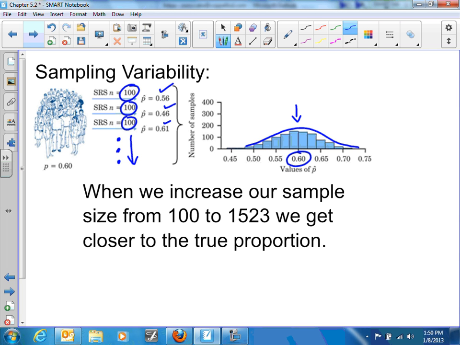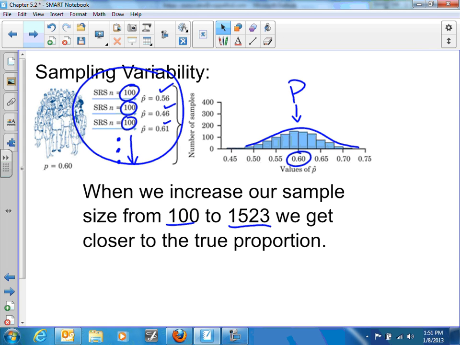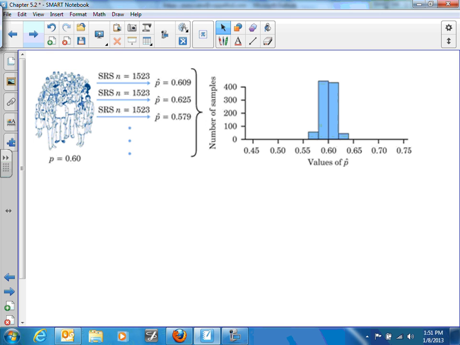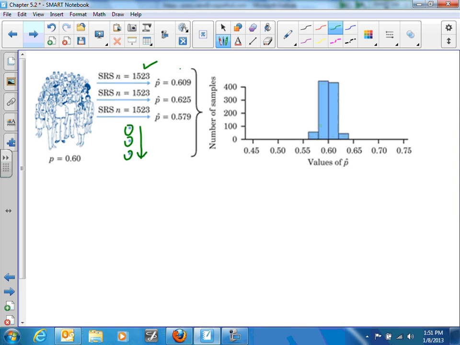Now, I want you to notice something. The more samples we take, the closer to the true parameter we will get. Now remember, you don't know what the true parameter is, but the more samples we take, the closer to it we will get. Now, when we increase our sample size from 100 to 1,523, like the Gallup poll did, we get closer to the true proportion. So that's what this next graph looks like. Notice they did a sample size of 1,523. They did it once, twice, three times, 4, 5, 6, and then they continued. Each time they did it, they got 0.609, 0.625, 0.579, which is even more close to 60.